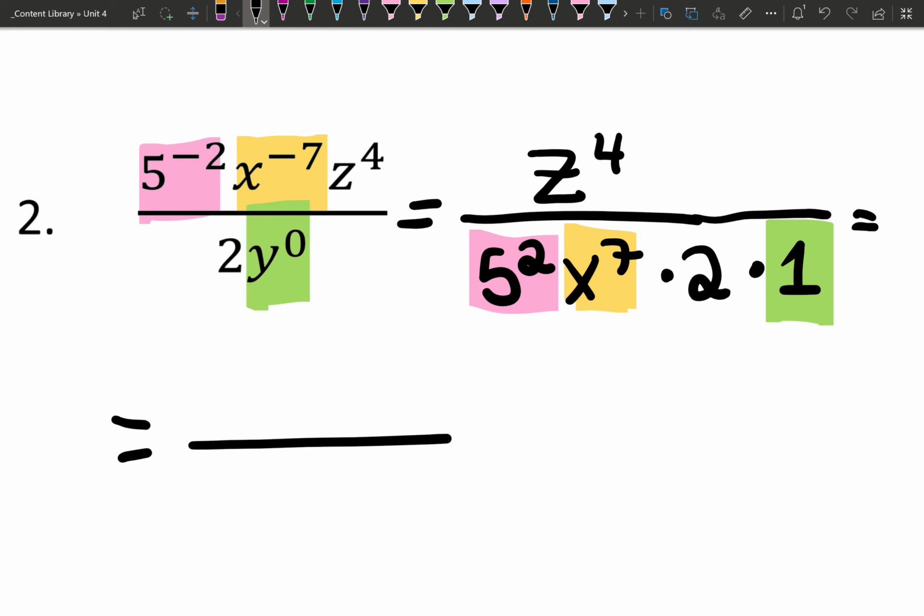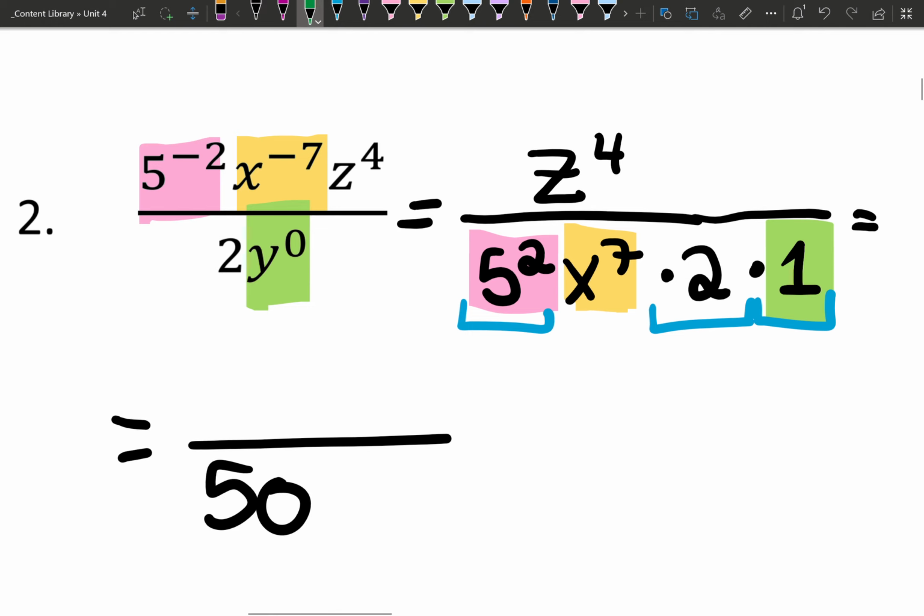The only thing I can do here is multiply out the numbers. That means I could do 5 to the power of 2 times 2 times 1. 5 to the power of 2 is 25. 25 times 2 is 50. And 50 times 1 is 50. So we get 50.